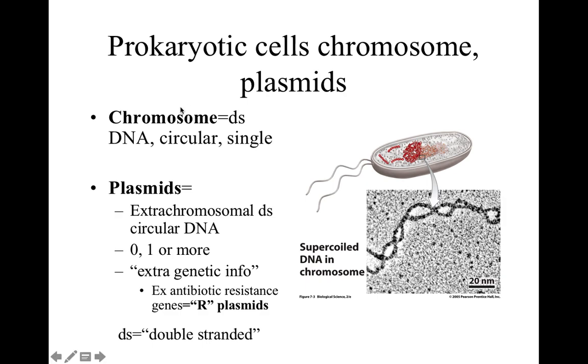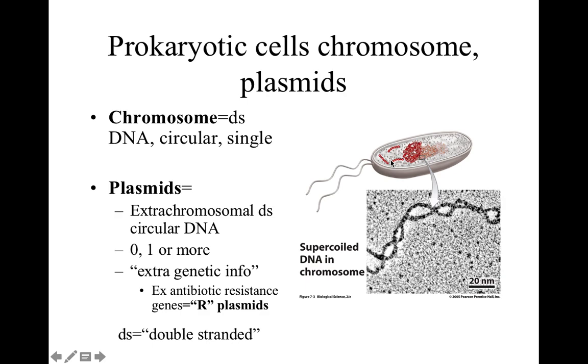Okay, so we have the single circular chromosome made of double-stranded DNA. It encodes the information for all the proteins that the little cell will make, and then many of those proteins are going to be enzymes, and the enzymes will make the nucleic acids, the lipids, and the carbohydrates. In addition, some bacteria will have what we call extrachromosomal. Extra means outside of the chromosome. Extrachromosomal DNA, and they're like little mini circular chromosomes, and these are the plasmids.